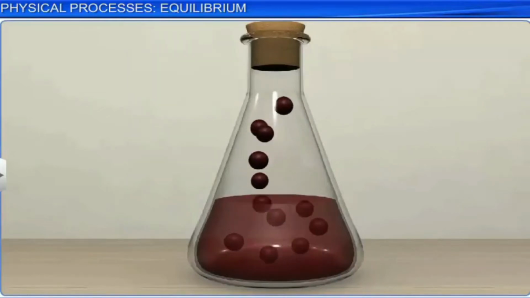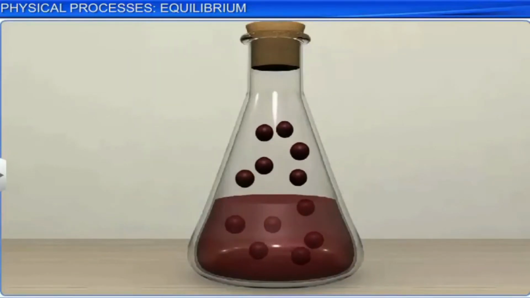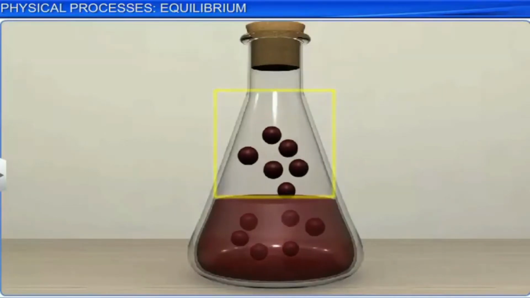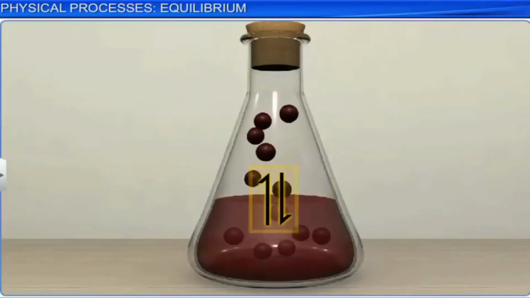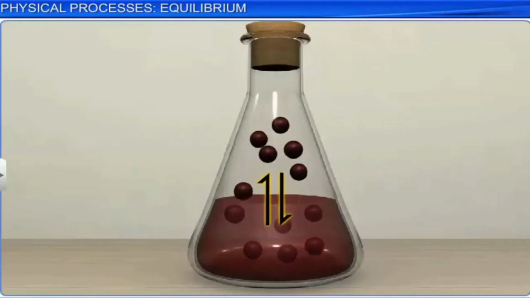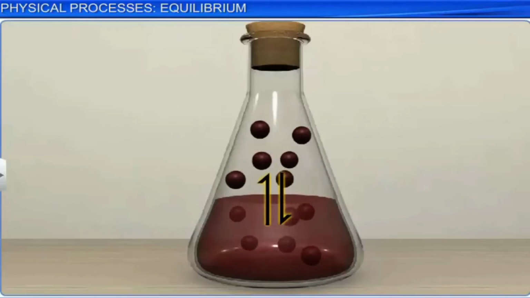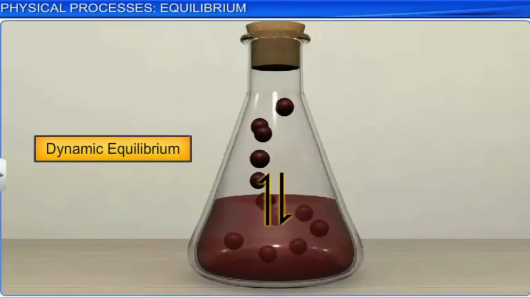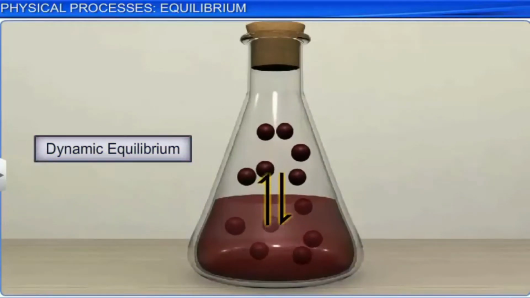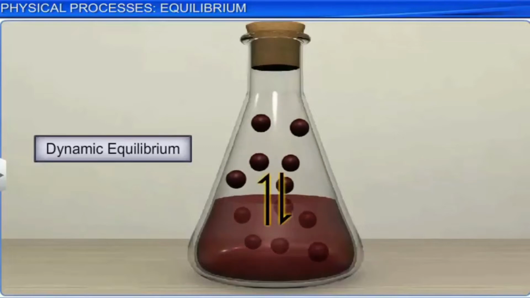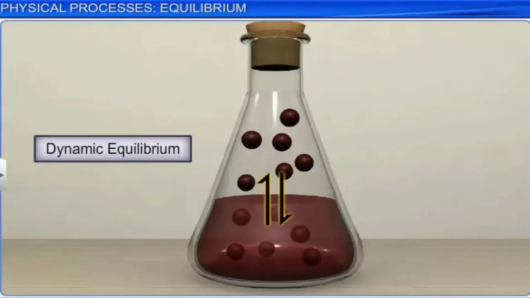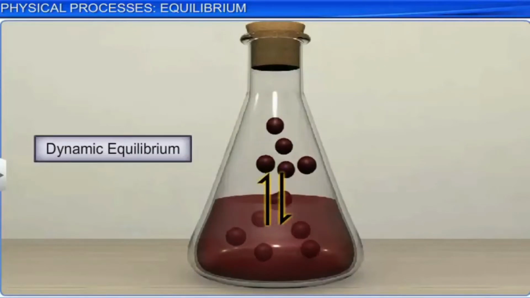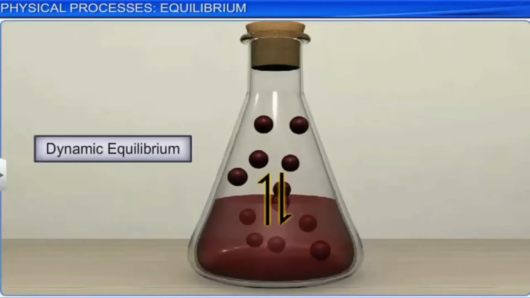In this situation, the concentration of the vapor particles in the air space will be constant even though there is movement in both the directions. This equilibrium is, therefore, known as dynamic equilibrium. The opposing tendencies of a reversible change continue to take place with equal rates simultaneously at the equilibrium stage also. Hence, the equilibrium is called dynamic equilibrium.